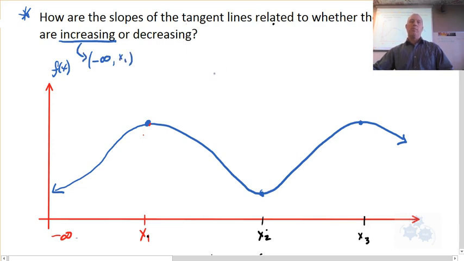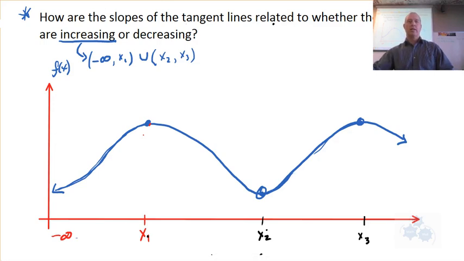Good. That's right here. Any other intervals? Oh, very good. x2 to x3 over here. And we'll put in union with x2, comma, x3. Awesome. Those are the two parts of the domain where the function is increasing, correct? So let's take a look at the derivatives.